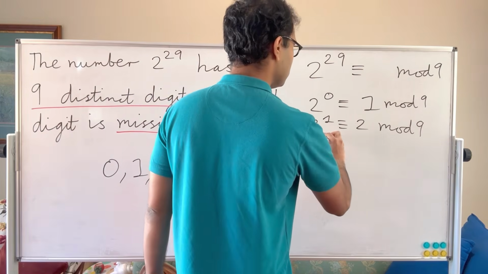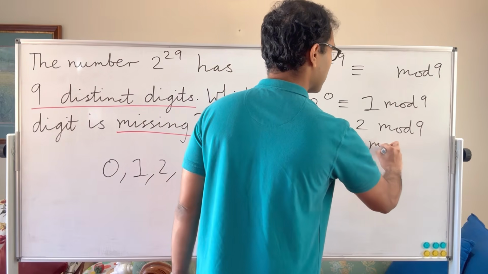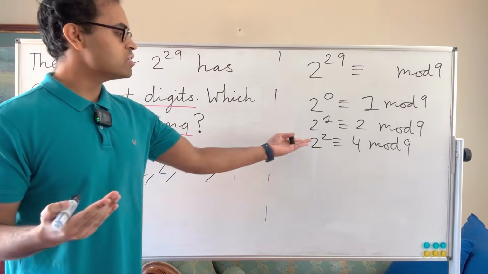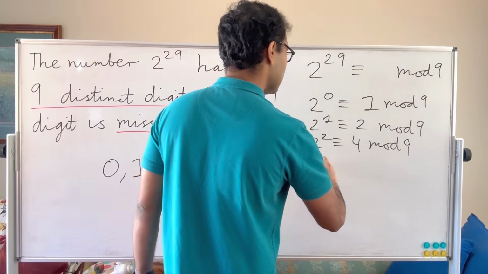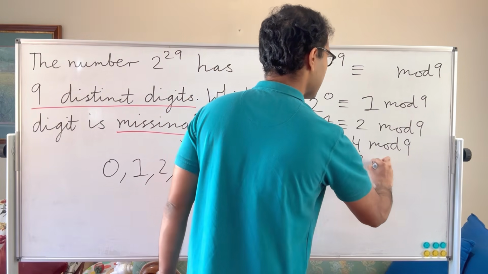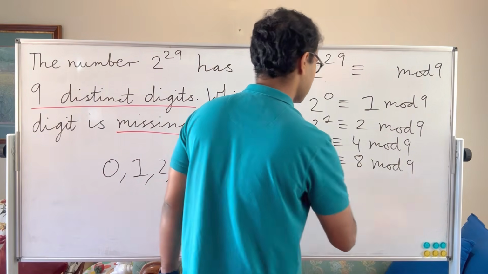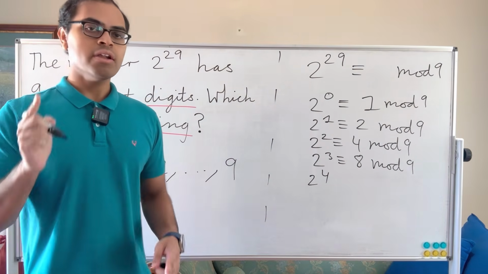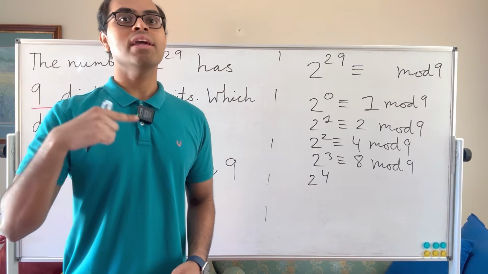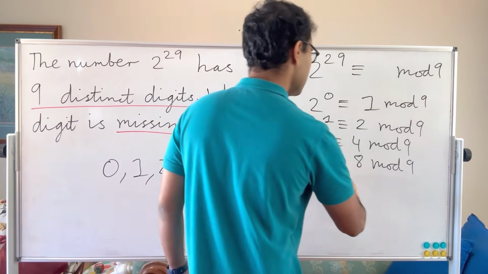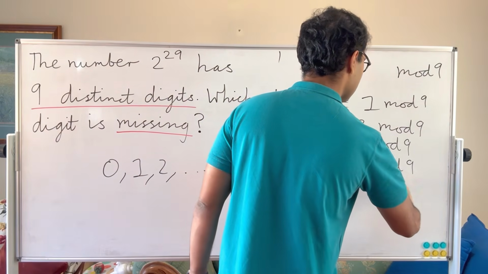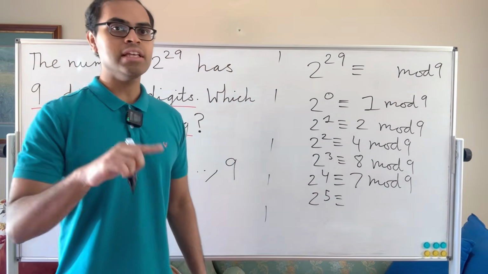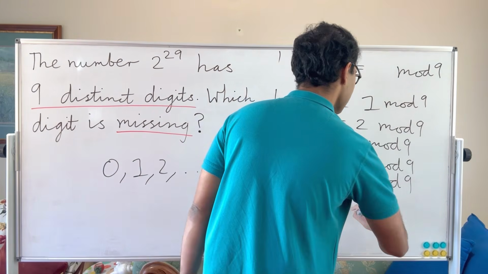Now we can keep going. 2 squared is going to be congruent to 4 mod 9. This just means the remainder is 4 when you divide by 9. Again, it's entirely obvious because 2 squared is just 4, and similarly 2 cubed is going to be 8 mod 9 because 2 cubed is literally 8. What gets interesting is when you take 2 power 4, which is 16. Now 16 when you divide by 9, the remainder is 7. So we say 2 power 4 is congruent to 7 mod 9. Now we keep going. 2 power 5 is 32. Divide by 9, its remainder is 5. So we get 5 mod 9.